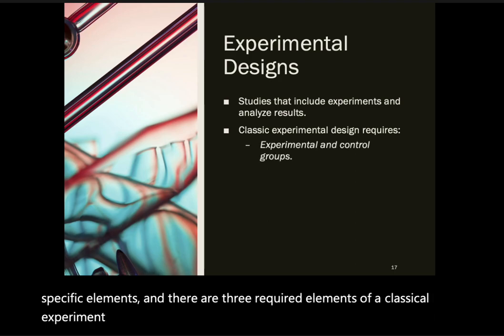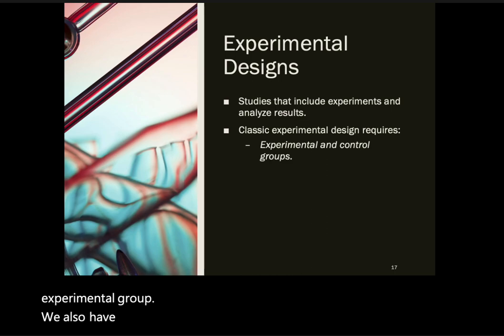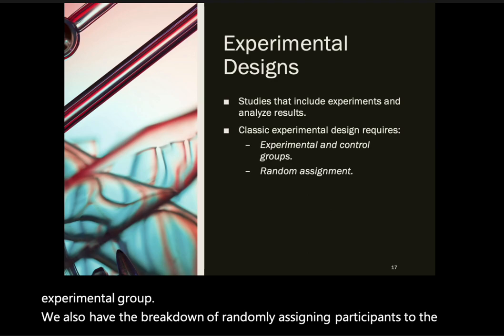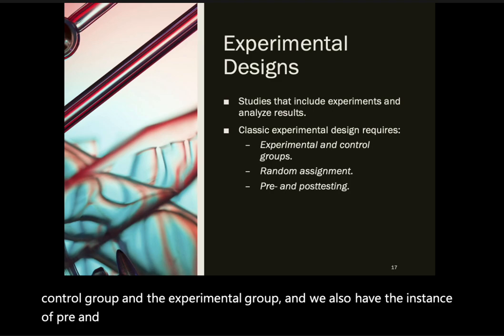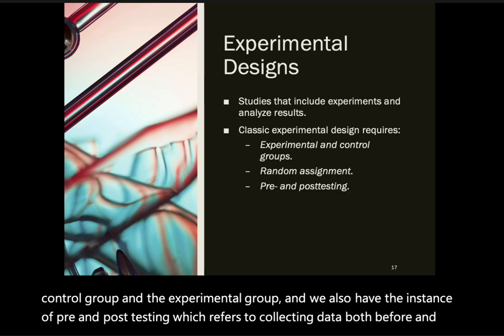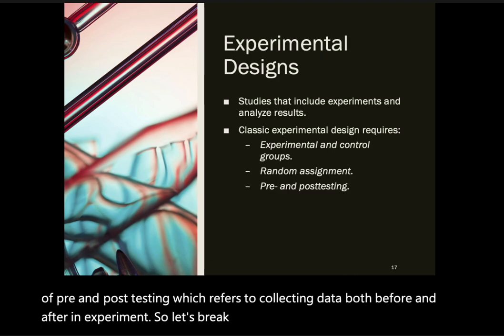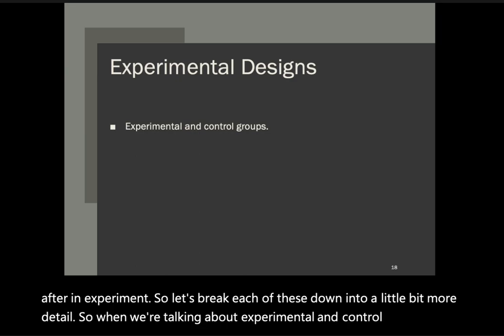The first of those is the presence of a control group and an experimental group. We also have the breakdown of randomly assigning participants to the control group and the experimental group. And we also have the instance of pre and post testing, which refers to collecting data both before and after an experiment. So let's break each of these down into a little bit more detail. So when we're talking about experimental and control groups, let's start with some definitions.